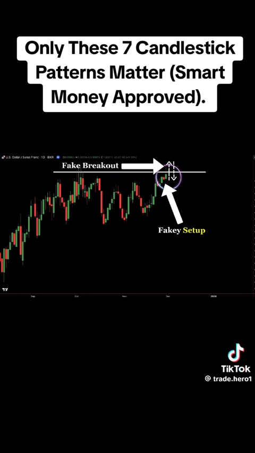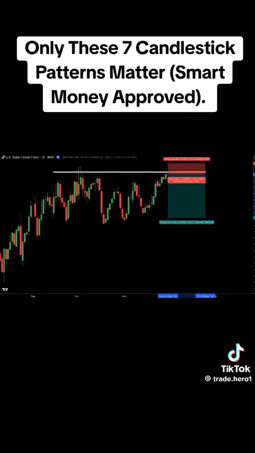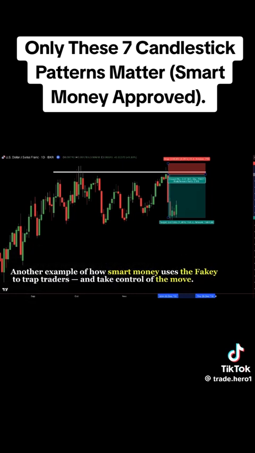Now that we've spotted the trap, we can anticipate that the price is likely to move down. The setup is simple. Enter at the close of the fakey candle, place your stop loss above the wick, and target the next key support level. And look what happened next. Just as expected, the market dropped cleanly and hit our target at the next support level. Another example of how smart money uses the fakey to trap traders and take control of the move.